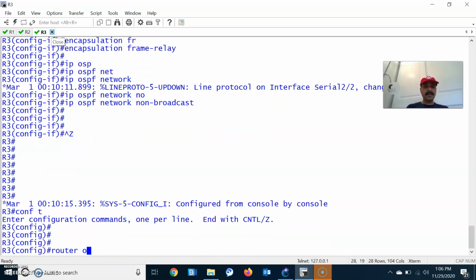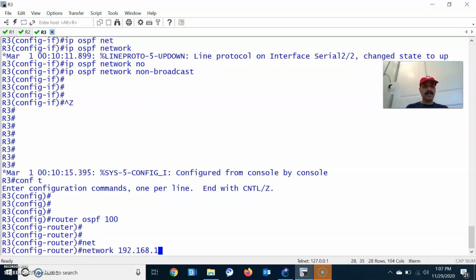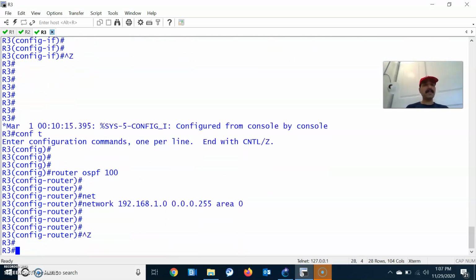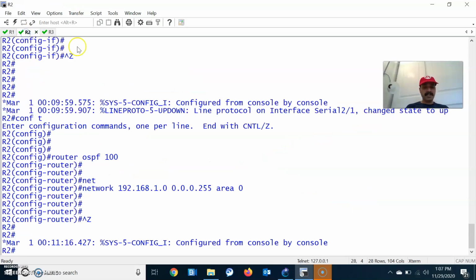So router OSPF 100, and the network is 192.168.1.0, then the wildcard mask followed by area 0, right? So we are done with the configuration. And one more thing: both R2 and R3, these neighboring routers, I have to configure as a DR other. So let us check the configuration.